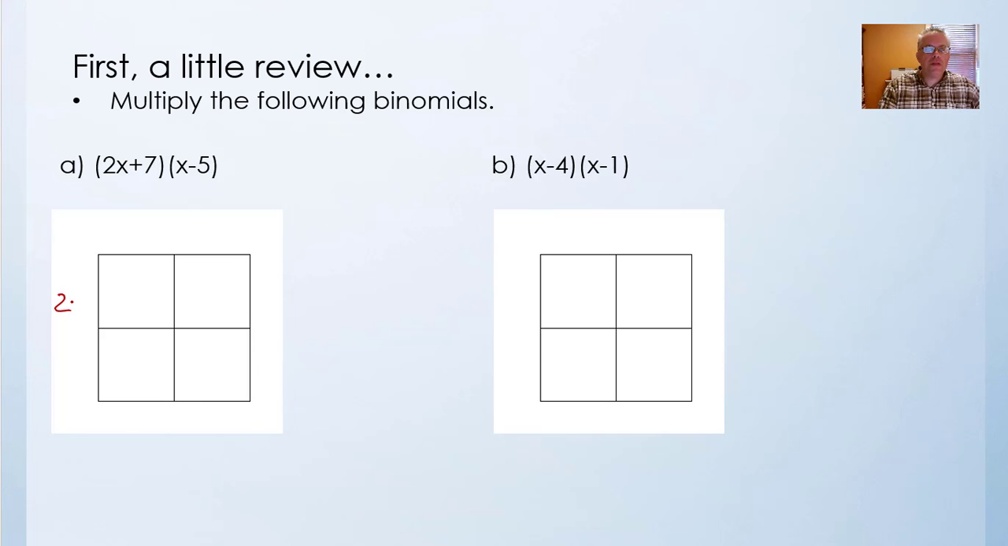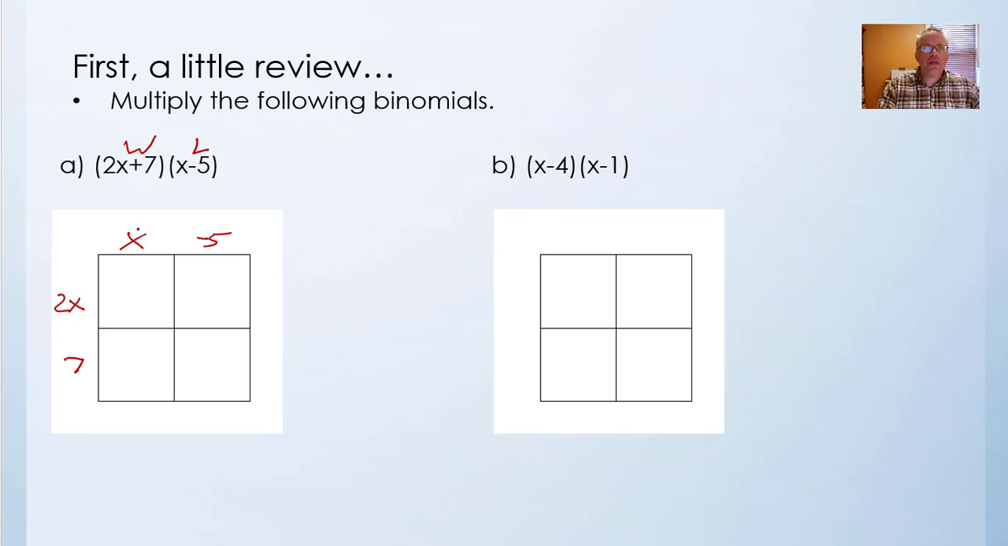We'd put 2x here and 7 there, and we'd put x here and minus 5 here. Basically, we're drawing a box whose width is 2x plus 7 and whose length is x minus 5. If you multiply these two things, you get the area of the box. That would be equal to what we get if we find the area of all the little pieces and add them up. That's why the box method is sometimes called the area method for multiplying.